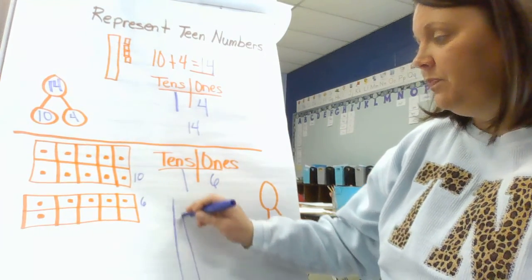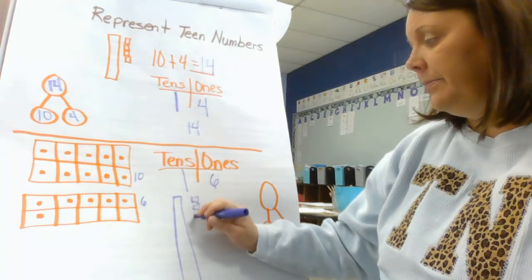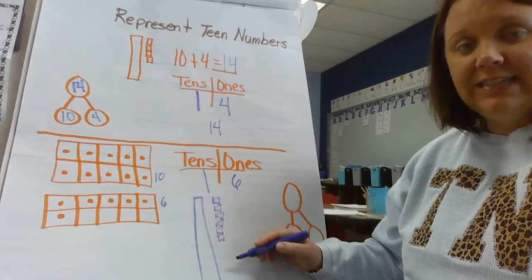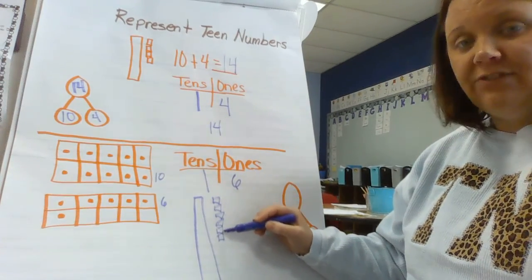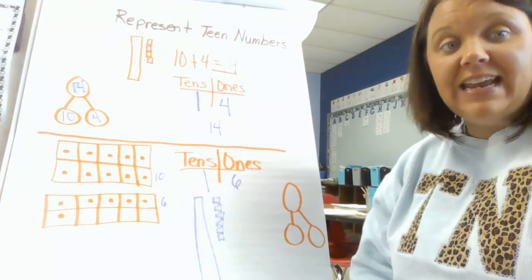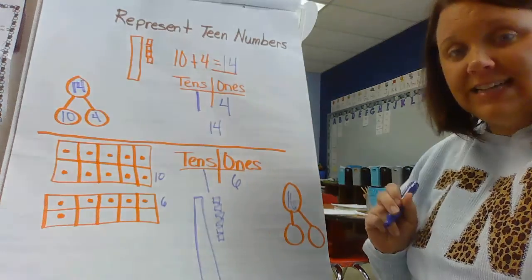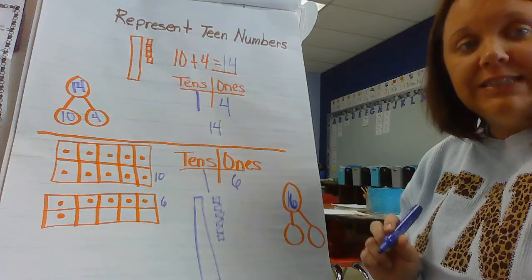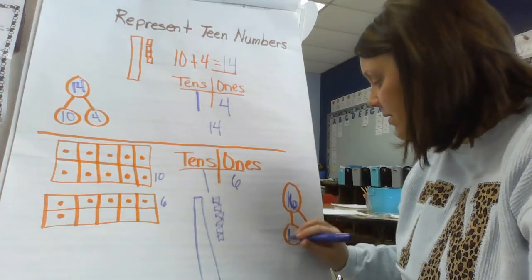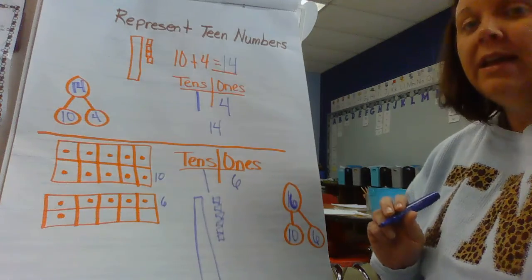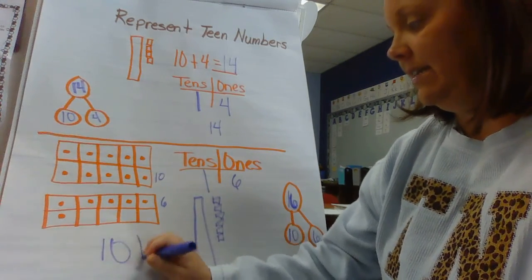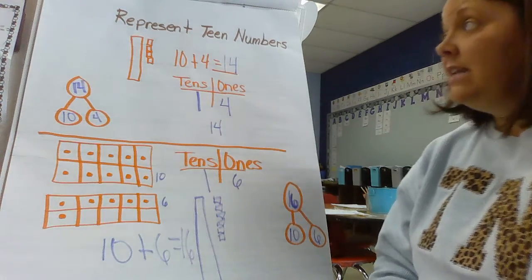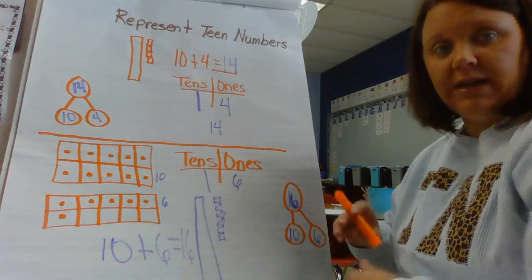I could draw that with my 10 rod and 6 units. So let's count that. 10, 11, 12, 13, 14, 15, 16. Let's put that in a number bond. 16 is my whole. And then the numbers 10 and 6 go in the parts. Okay? And if I wanted to write an equation, I would say 10 plus 6 equals 16. Now, let's flip the page and let's move on to a different problem.